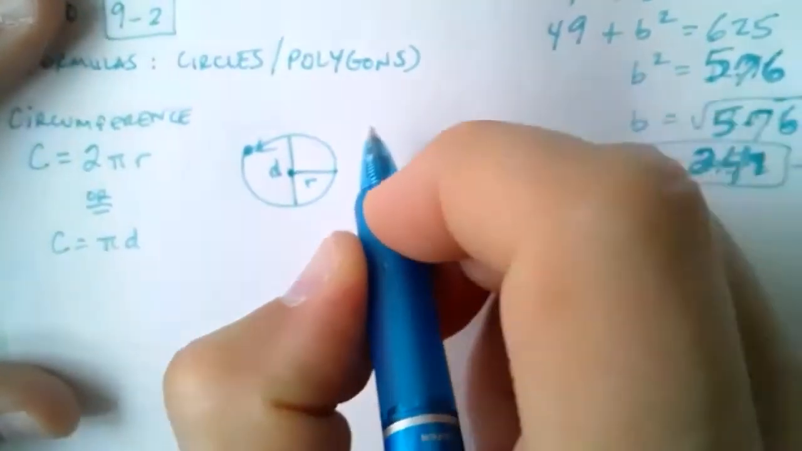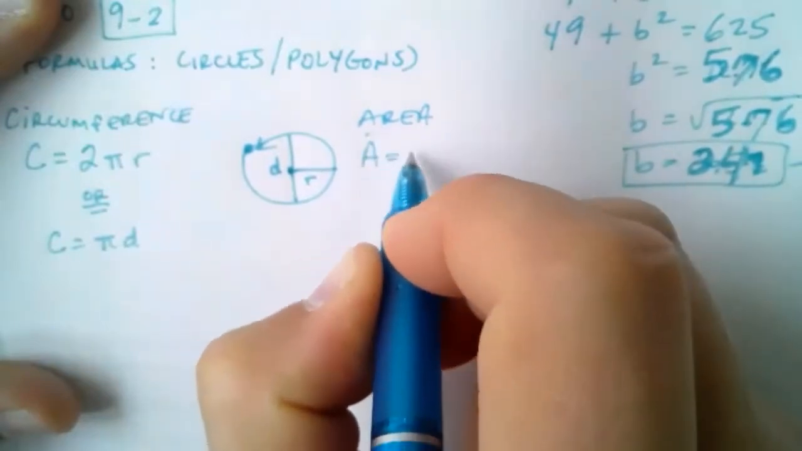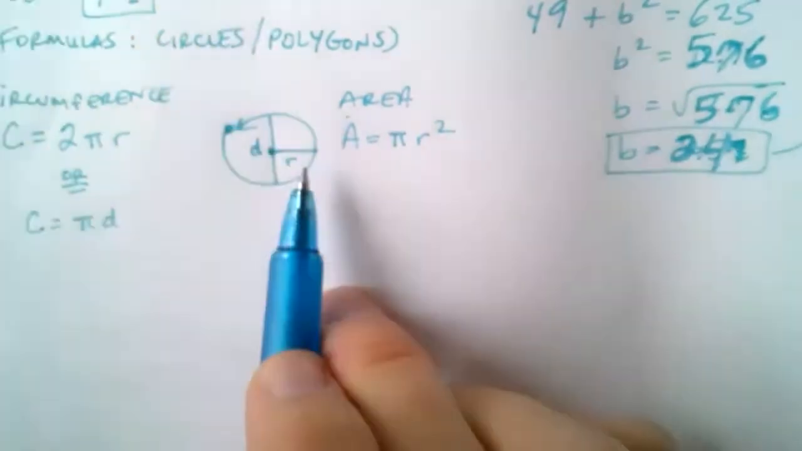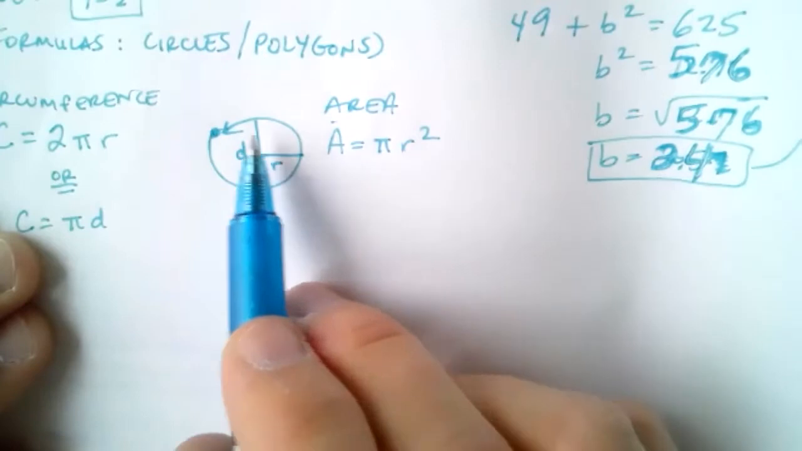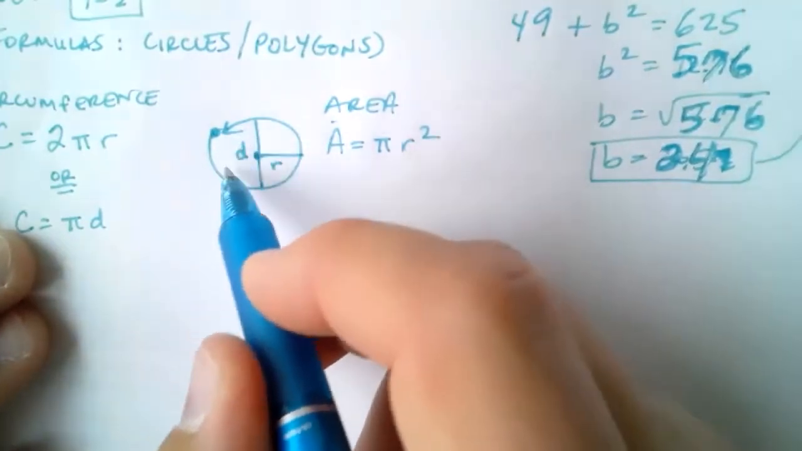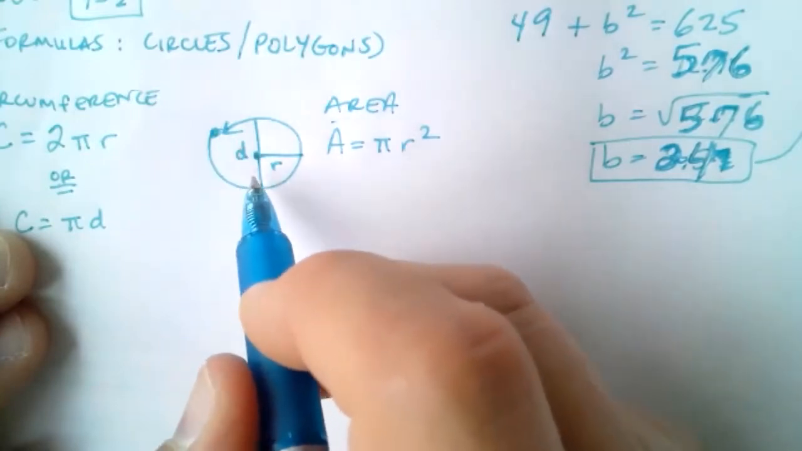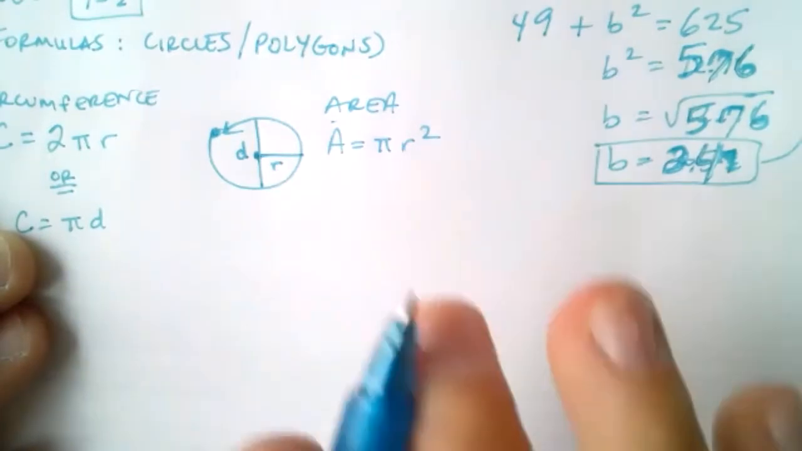I'll go over here and write area. And A equals pi r squared, just like that. So you use the same radius. You multiply it by itself and then multiply it by pi to get the area. The area would be the shaded part in here, counted in squares. So if you counted little tiny squares inside here, that's what the area would be.